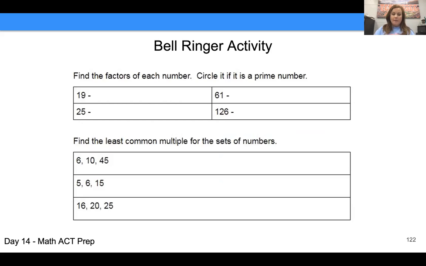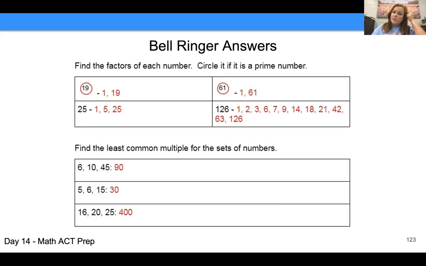Okay, great. Now that you've completed the bell ringer, we are going to check your answers. When you do these, 19 and 61 end up being prime numbers. The other ones you can see here. 126 tends to be difficult, and I have taught this one using bookends.